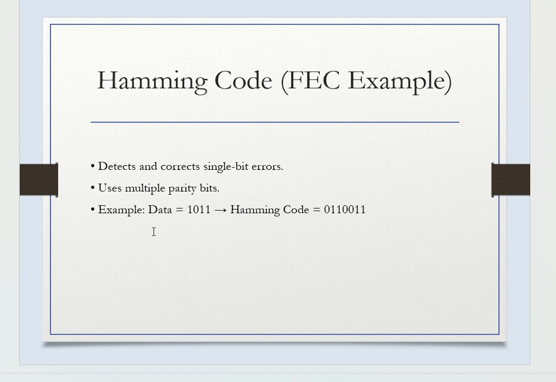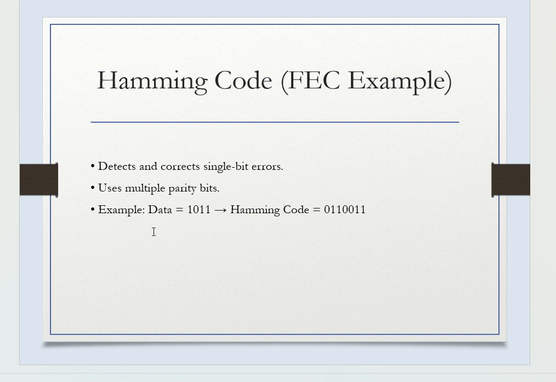Hamming code. Hamming code detects and corrects a single-bit error. It uses multiple parity bits. Hamming code is an error detection and correction method invented by Richard Hamming. It can detect and correct a single-bit error in transmitted data by adding redundant bits, parity bits, at specific positions. Determining the number of parity bits.